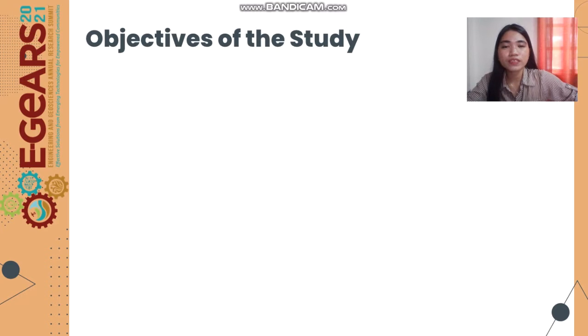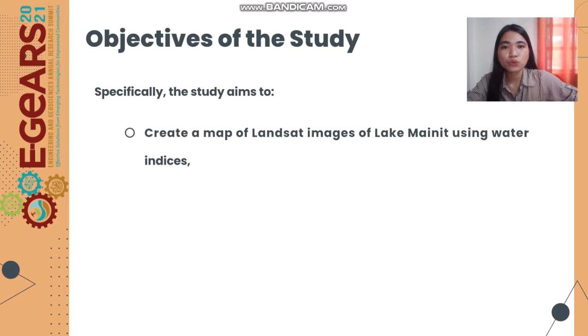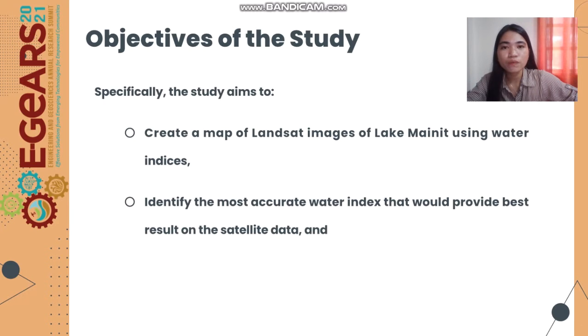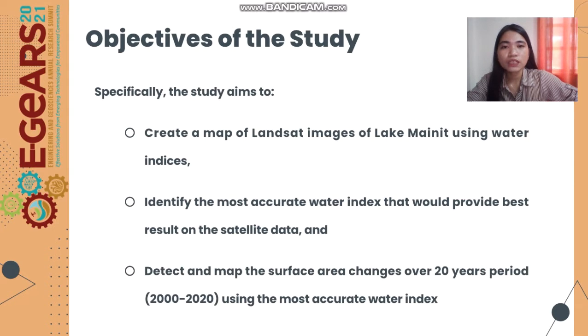The main goal of this study is to map and compare water extraction indices to extract water feature in Lake Mainit. Specifically, the study aims to create a map of Landsat images of Lake Mainit using water indices, to identify the most accurate water index that would provide best result on a satellite data, and to detect and map the surface area changes over 20 years period 2000 to 2020 using the most accurate water index.